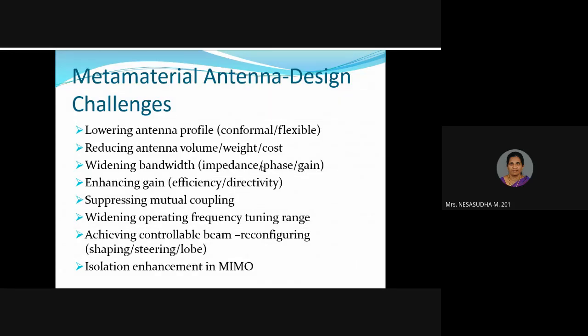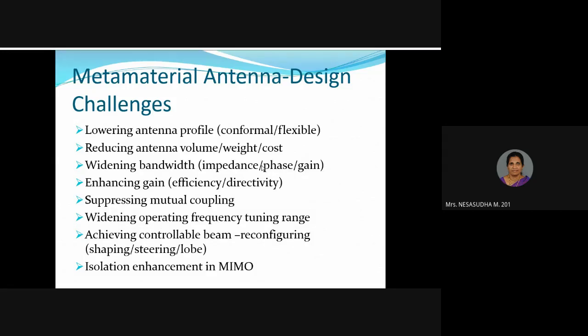Next one, greater challenges when using the metamaterial antenna: the bandwidth has to be improved. Suppose when you are designing for particular frequencies and you apply the metamaterial concept, there will be a shift in the frequency, but the bandwidth should be maintained. Also, you have to improve the gain. That is also an important parameter while designing this antenna with metamaterial.